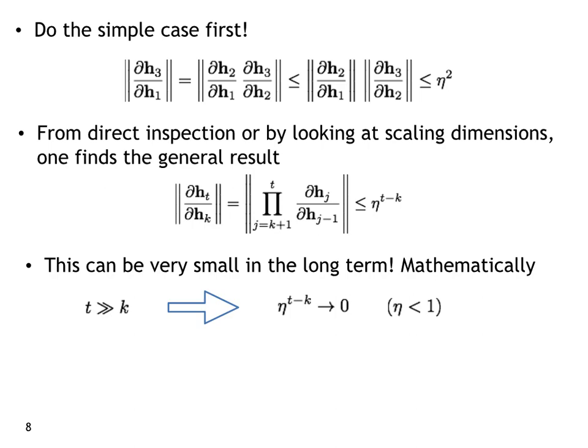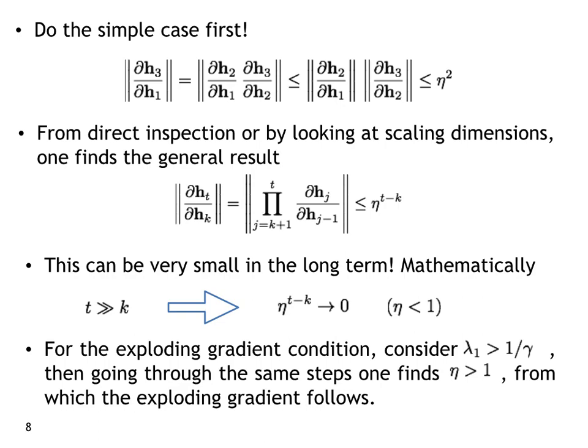Then you can do the same consideration for exploding, right? You just have to change this inequality with the largest eigenvalue. Instead of assuming lambda 1 is smaller than 1 over gamma, you assume it's bigger than 1 over gamma. And then you're just going through the same steps. But now the point is that eta is bigger than 1. So as you move far in time, eta keeps growing, and that's why you have these things that are growing.